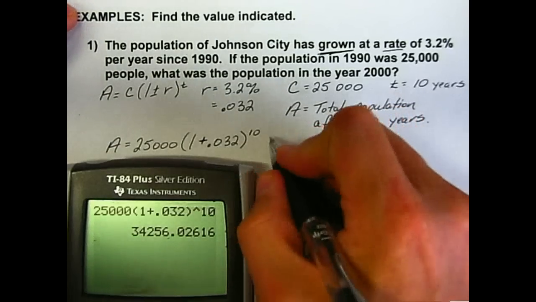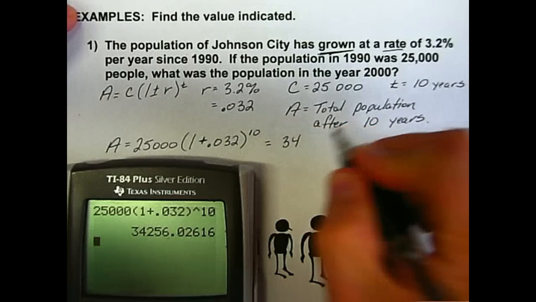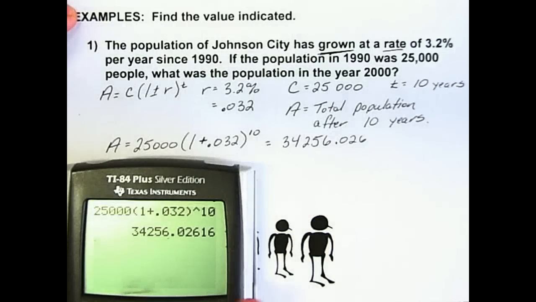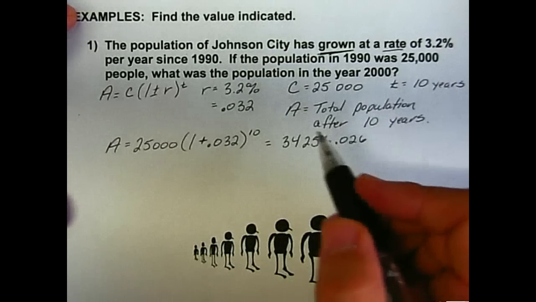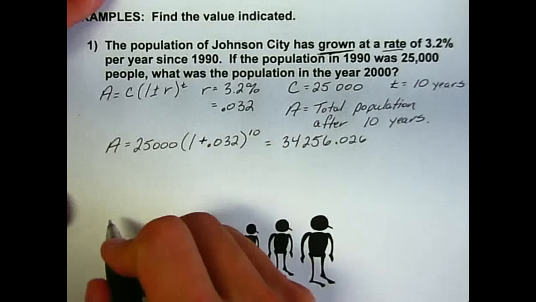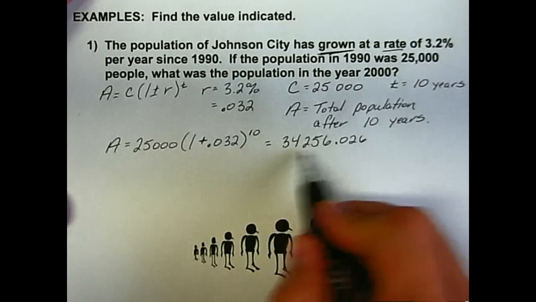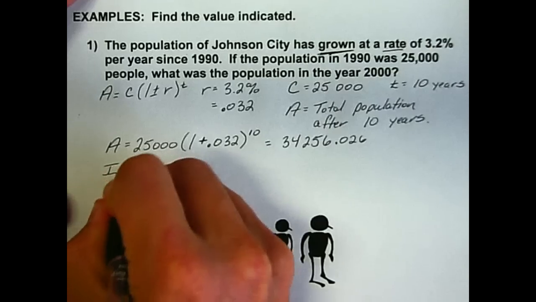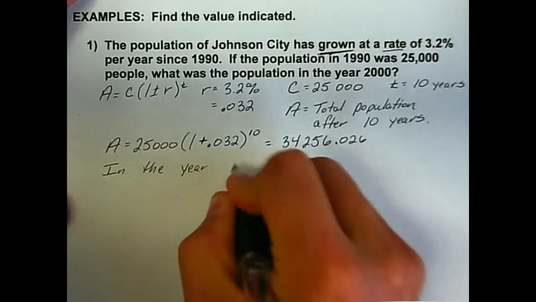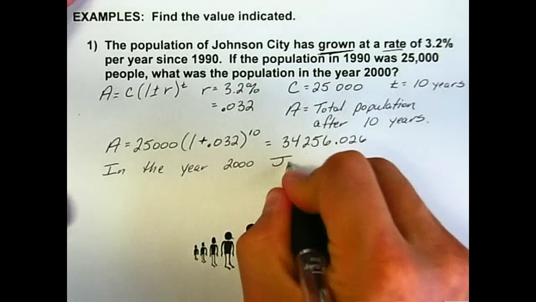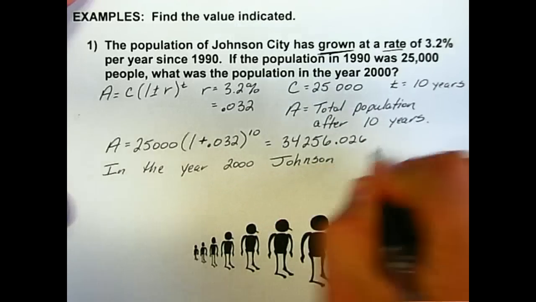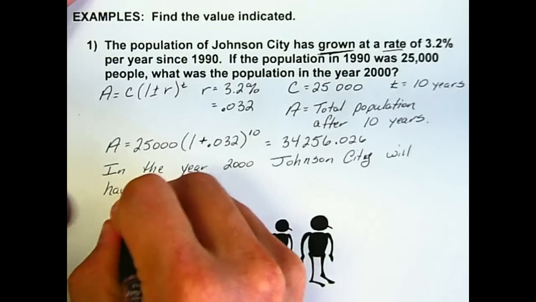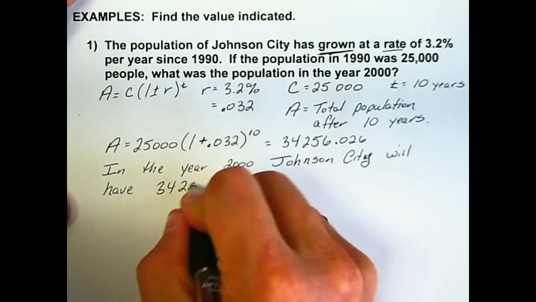gives me, and my population turns out to be 34,256. And they've got a 0.026 here, but because I'm measuring people, okay, it's a population, in my final answer, when I go to write the solution statement, I've got to make sure I round this to the nearest person. I can't have 0.026 of a person. So, in the year 2000, Johnson City will have 34,256 people.